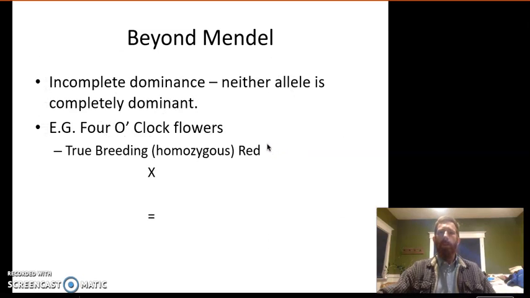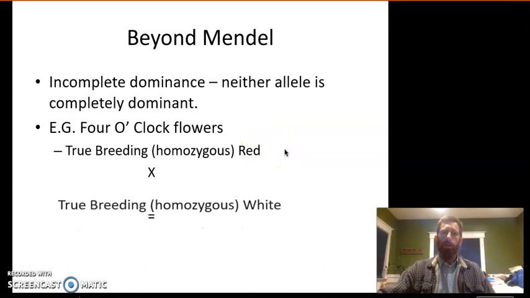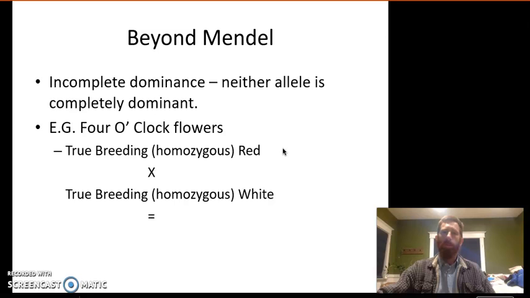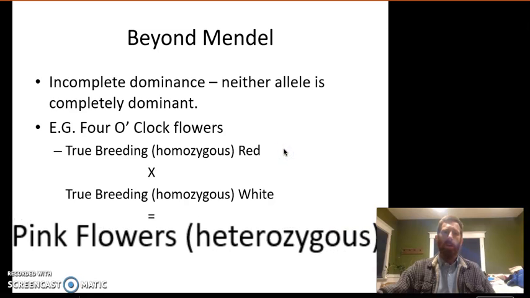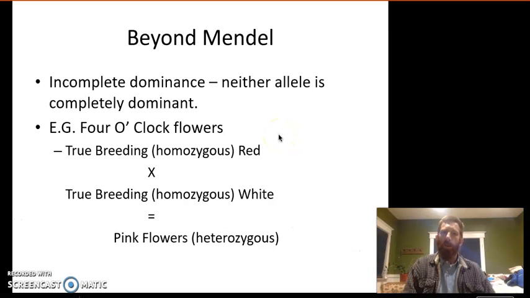So we're going to model Mendel's experiment, right? We're going to take a true breeding, homozygous red 4 o'clock flower, and mate it with a true breeding homozygous white 4 o'clock flower. And the result is, no kidding, a pink or a heterozygous flower. So I don't think I need to say it, but I'll say it anyways. Write all of that down.